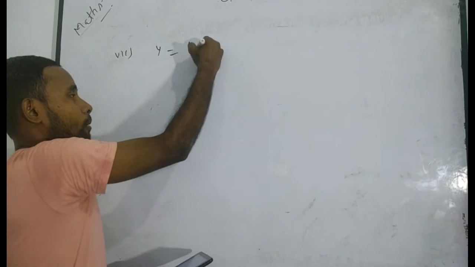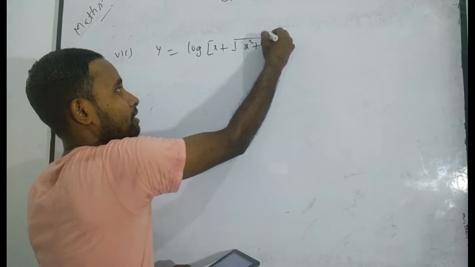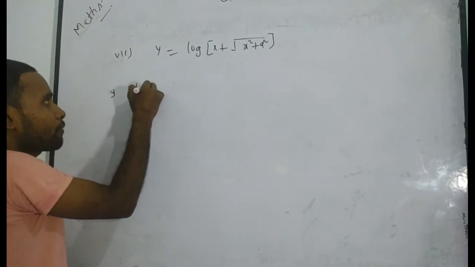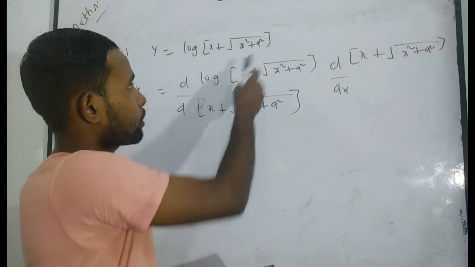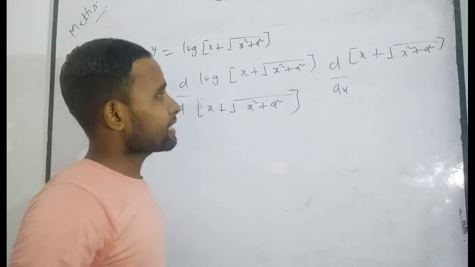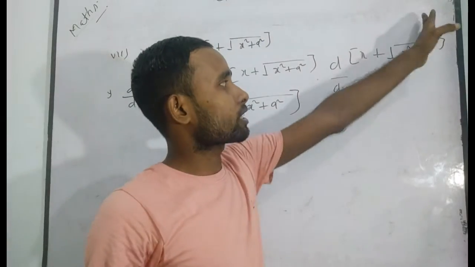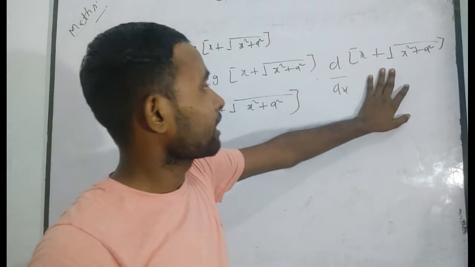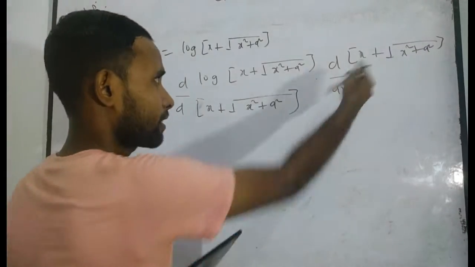I think 7 was solved in your previous class; here only log has been added. Otherwise everything is the same as previous. Can you write the derivative of y equal to log x plus root under x square plus a square, differentiated with respect to x? I have already solved this kind of problem, and here you see there is not enough space to write again. So I want to directly differentiate that function with respect to x.